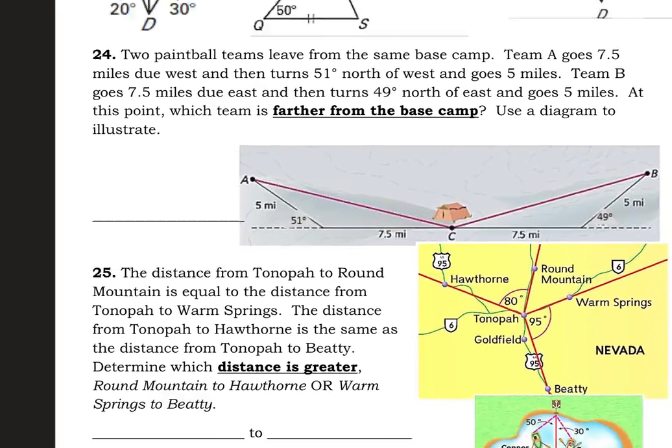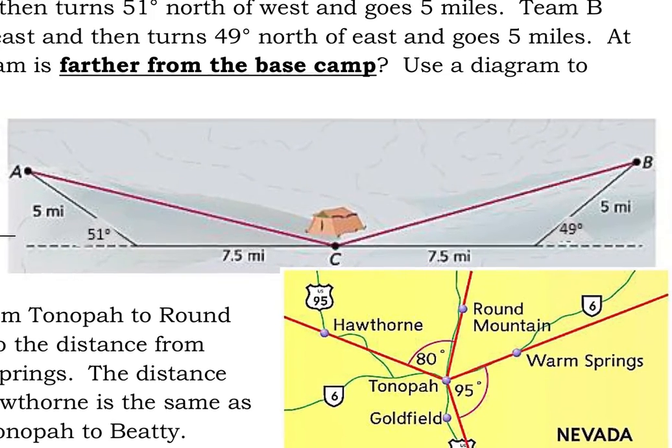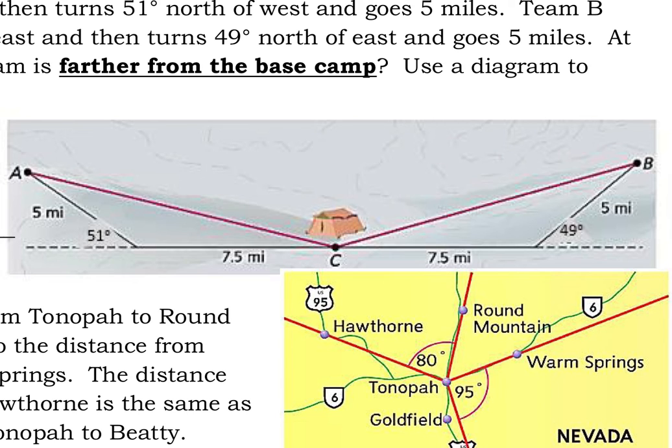All right, let's do these here. So here we have two paintball teams. This is exactly what we had in the notes, right? We had these two teams. The question here is who's farthest. Do y'all remember what the steps were? 180 minus 51, right? Because you have to have this angle right here. So let's do 180, take away 51. What's our difference here? 129. So let's put 129 in there.